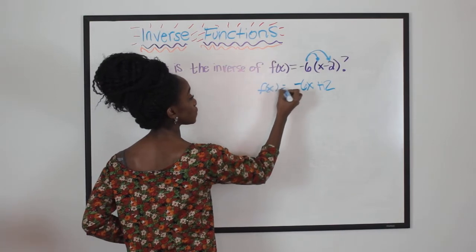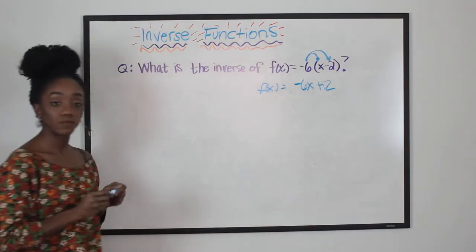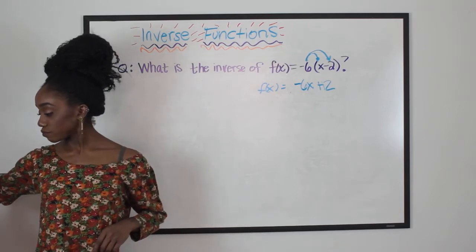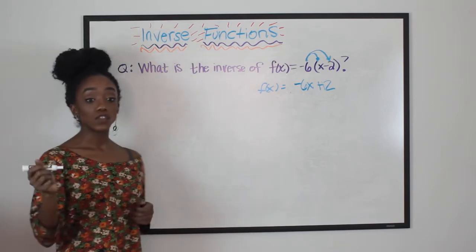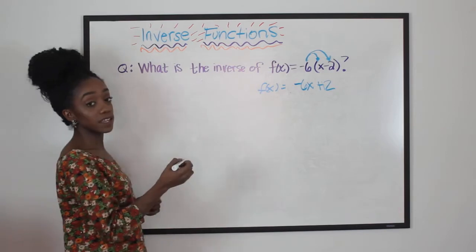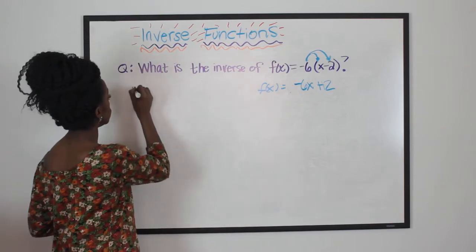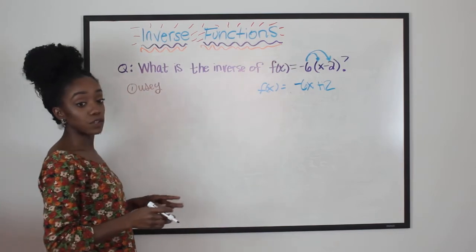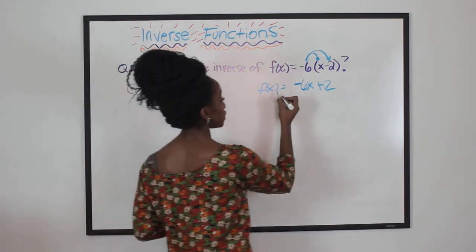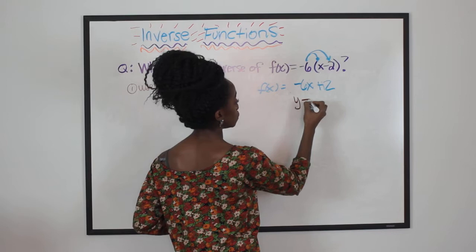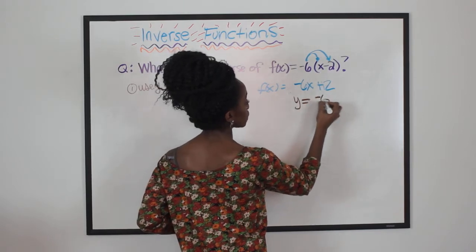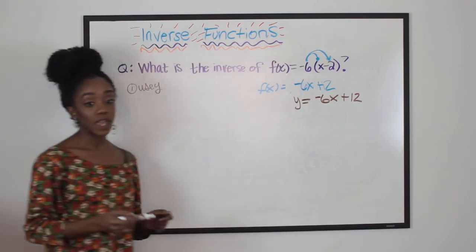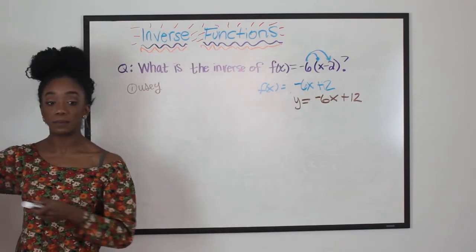So, first thing when you're finding the inverse function is to write it in terms of y. So, use y, we're going to use y. Instead, I'm going to write this as y equals -6x plus 12. So now, I'm going to swap.